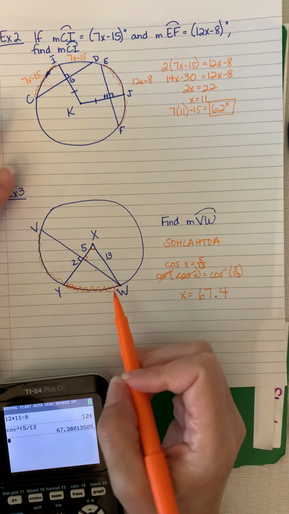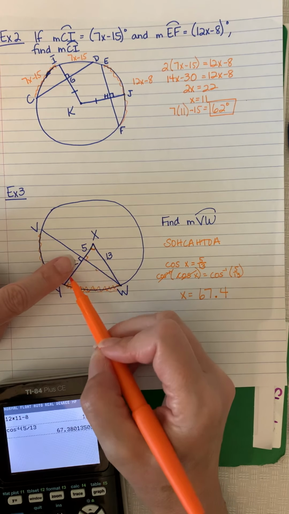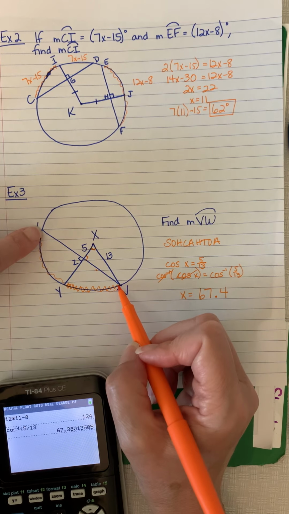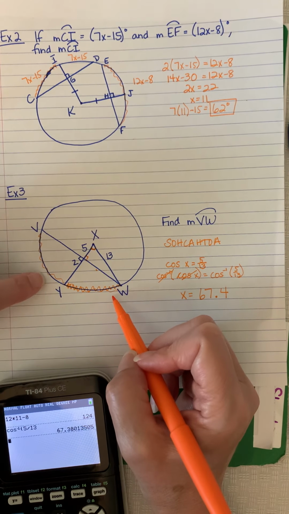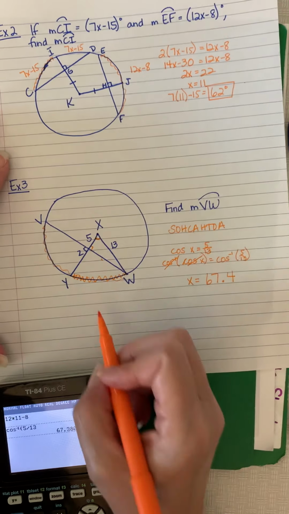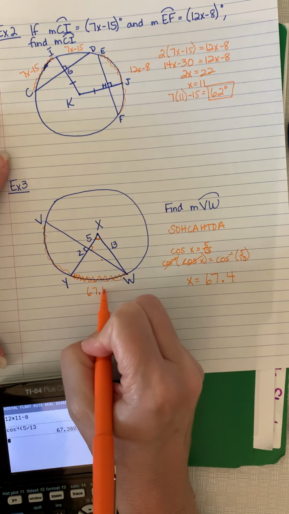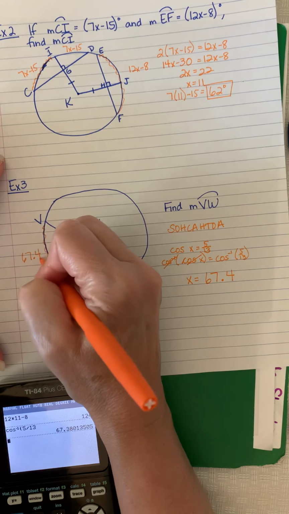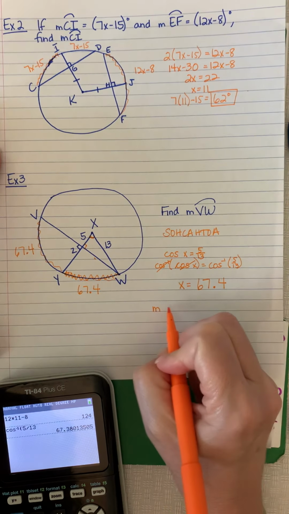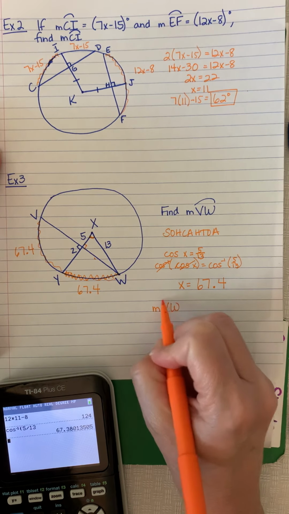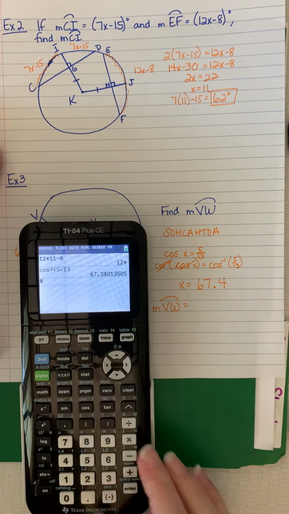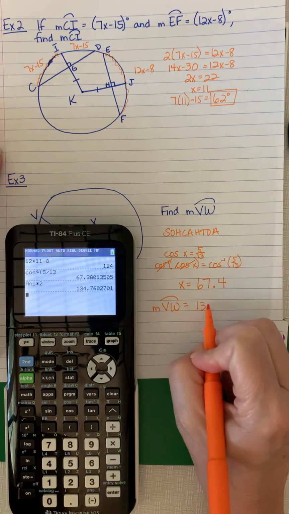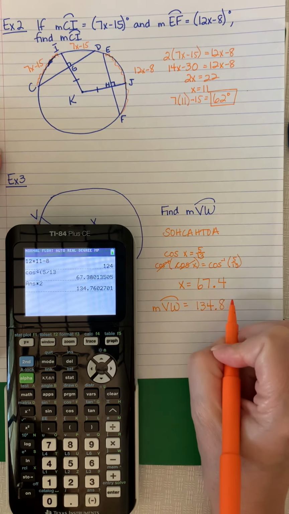4/10. Now, if this radius is perpendicular to the chord, it bisects the chord and it bisects the intercepted arc. So if the measure of this is 67 4/10 and this bisects that arc, this is also 67 4/10. So to find the measure of arc VW, we just need to take this and multiply by 2, and we will get 134 8/10 degrees.